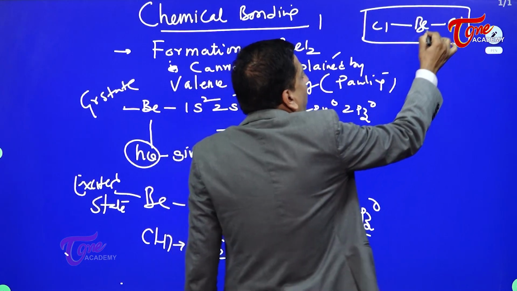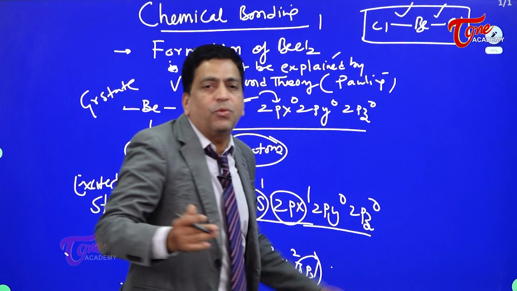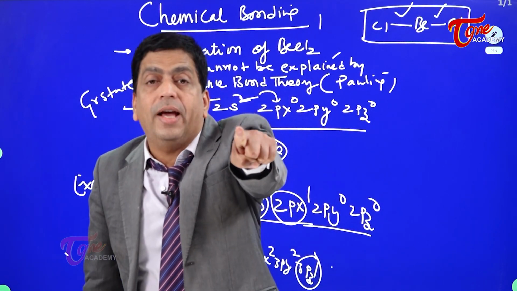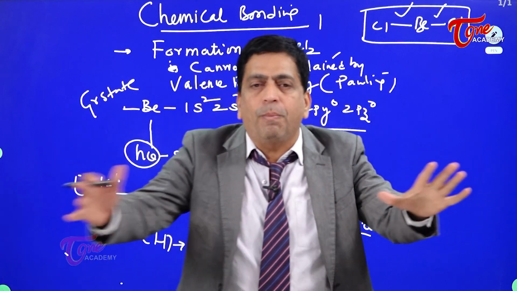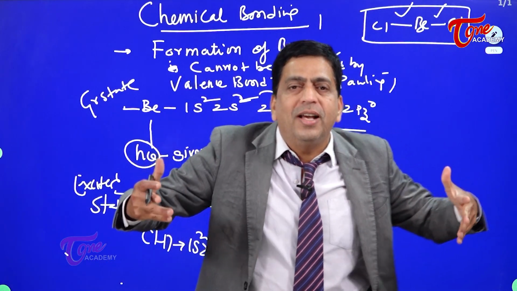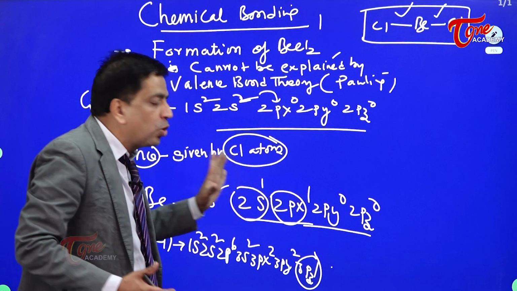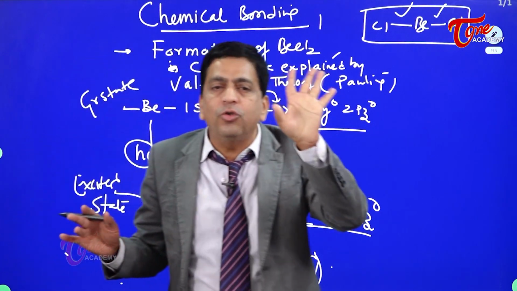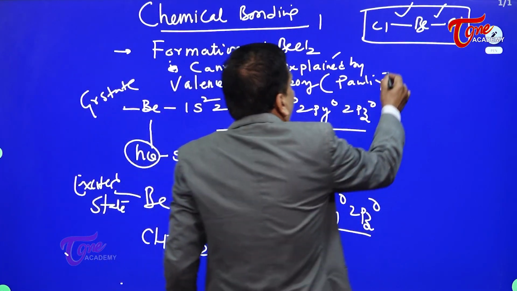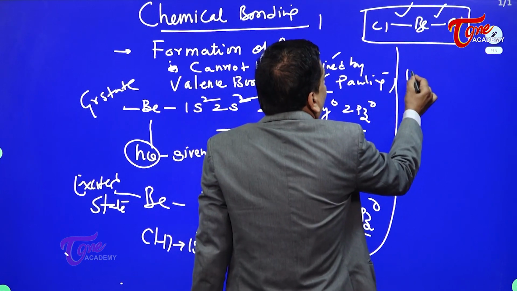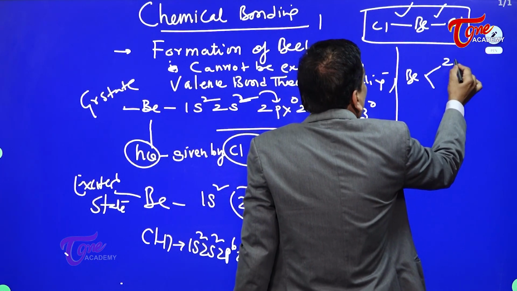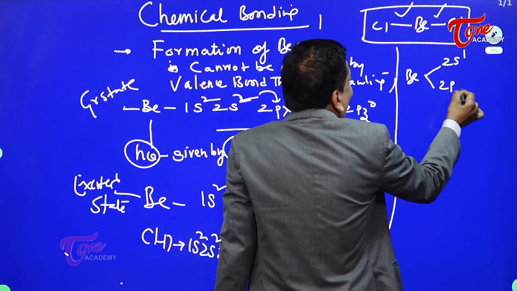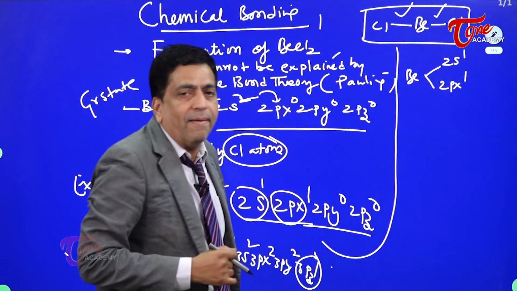And we need to explain how this bond is formed and that bond is formed, which cannot be explained by what? Linus Pauling. So beryllium is in the ground state and the chlorines approach it, and the beryllium gets excited and kicks one of the s electrons to p. Now you have two unpaired electrons, right? In beryllium, you have unpaired electrons in 2s1 and in 2px1. That's what you have. Now what happens?